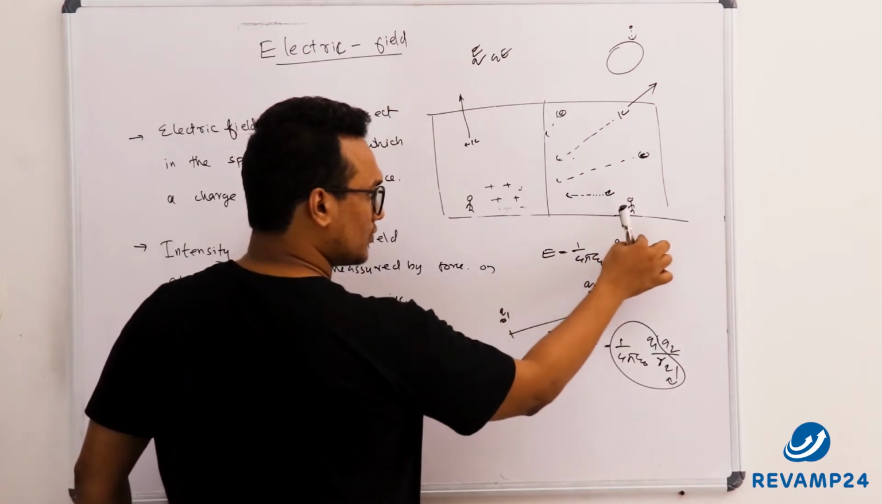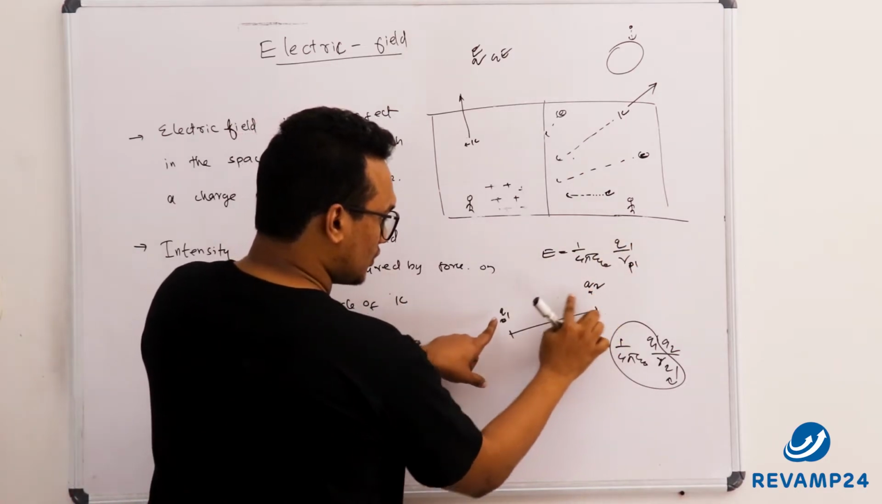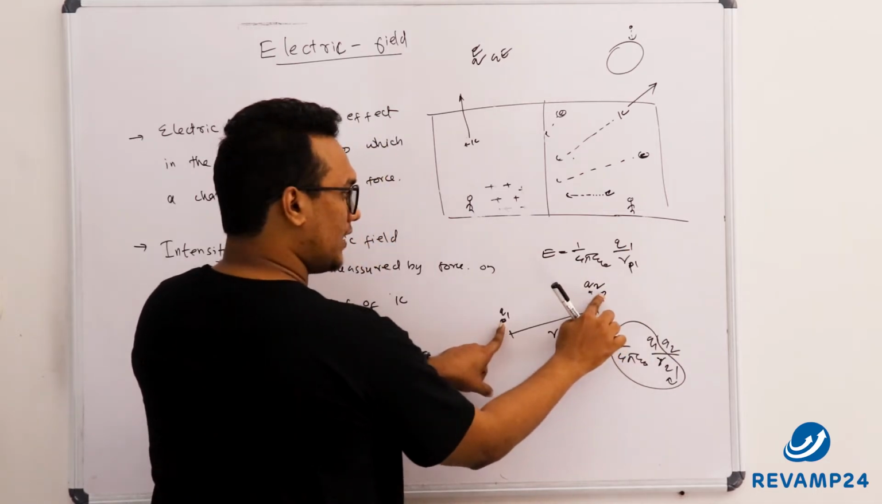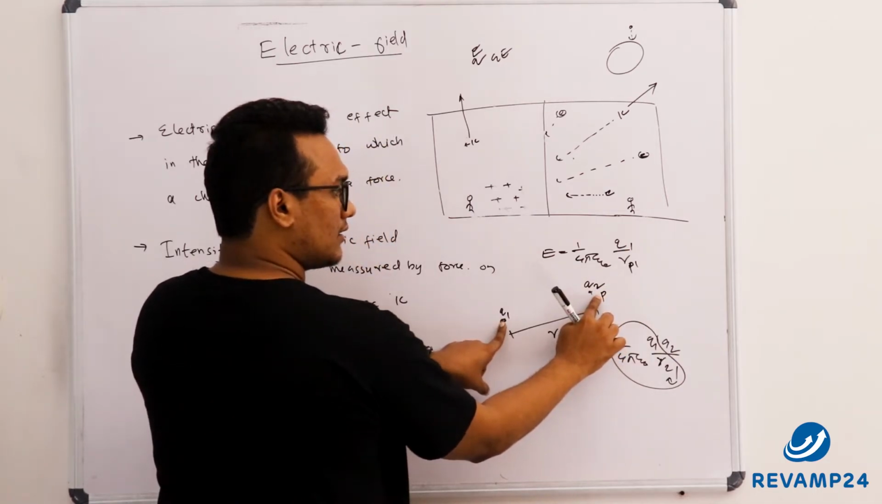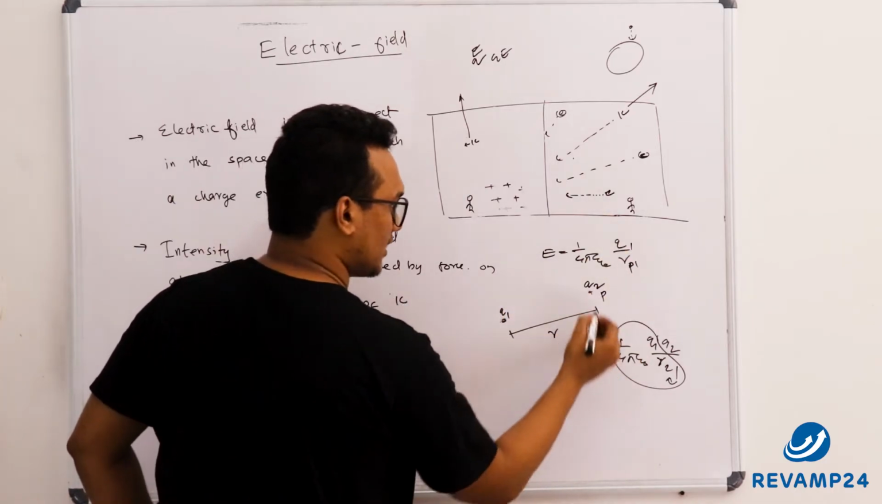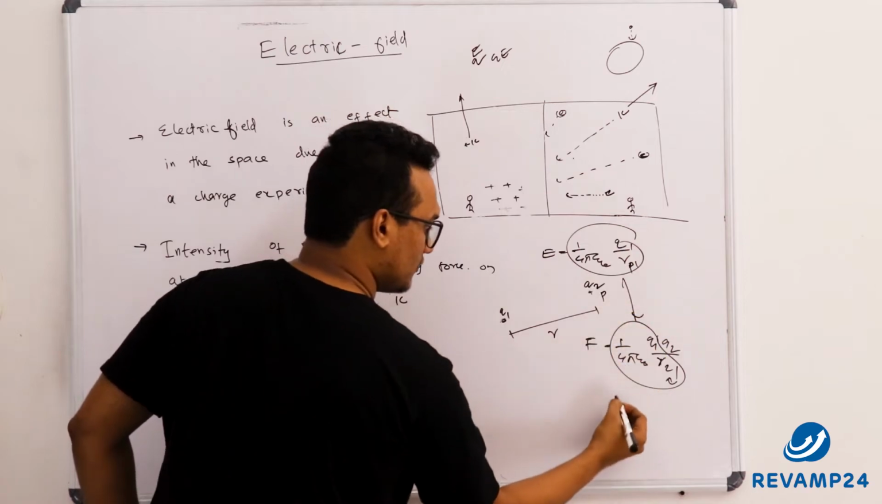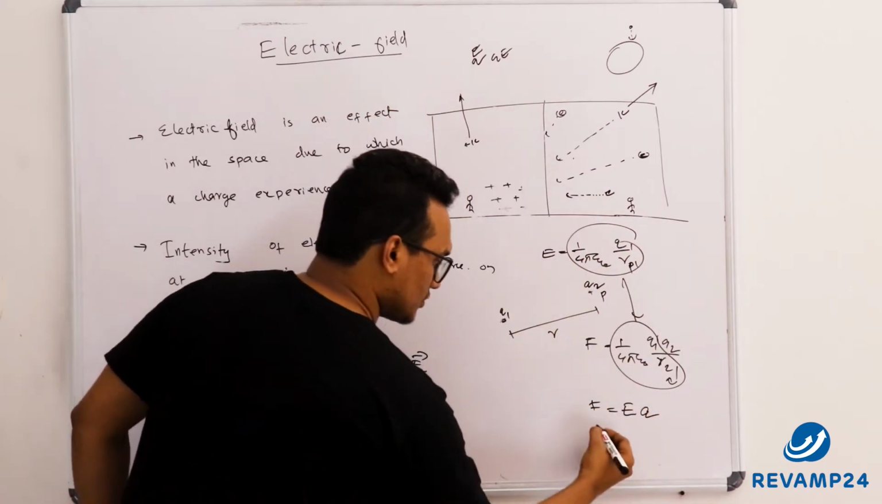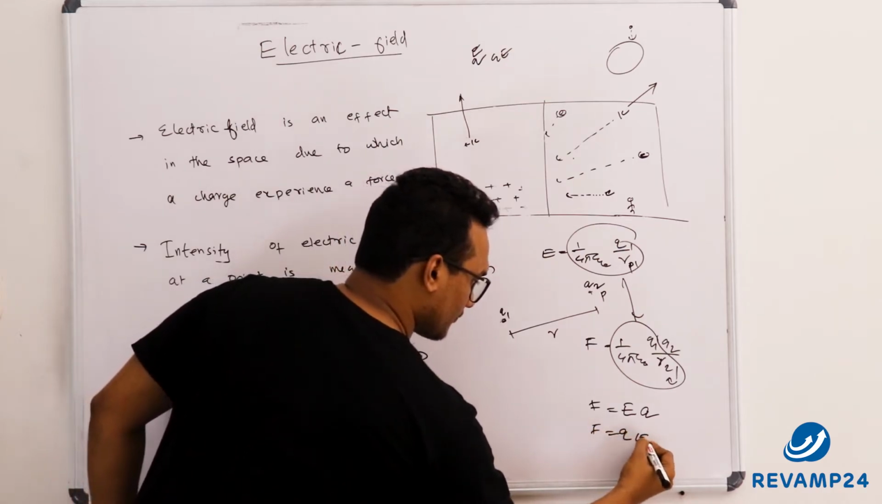1 by 4 pi epsilon 0 Q1 divided by R square. Now previously it was a point, and the distance between the point and 1 is the same as the distance between 1 and 2. So these two values are the same. So I can replace this one with E. So F is equal to E into Q. So F is equal to Q into E.